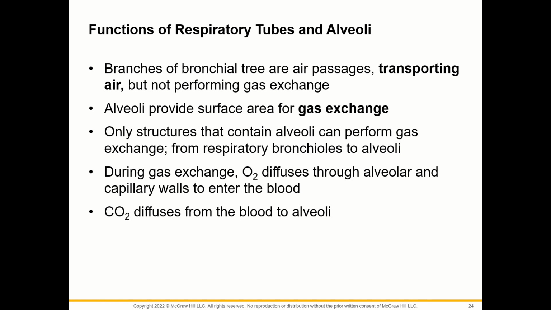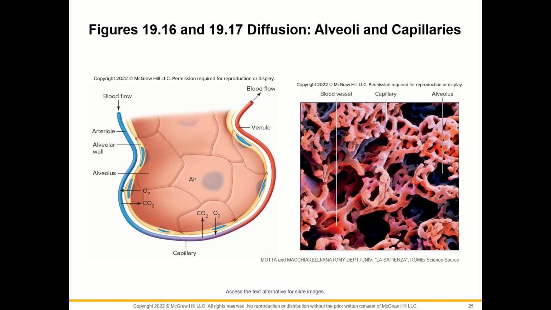All right, branches of the bronchial tree are air passages, transporting air but not performing gas exchange. Alveoli provide the surface area for gas exchange. Only structures that contain alveoli can perform gas exchange, from the respiratory bronchioles to the alveoli. During gas exchange, oxygen diffuses through the alveolar and capillary walls to enter the blood. Carbon dioxide diffuses from the blood to the alveoli.